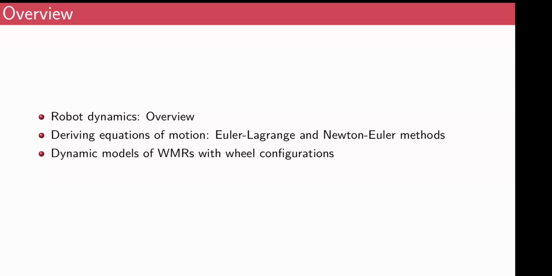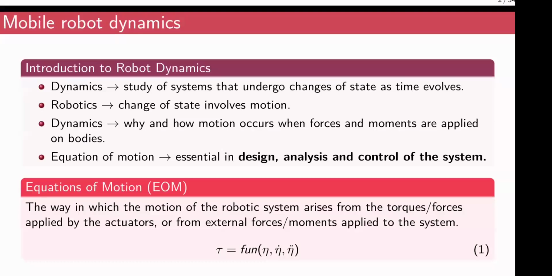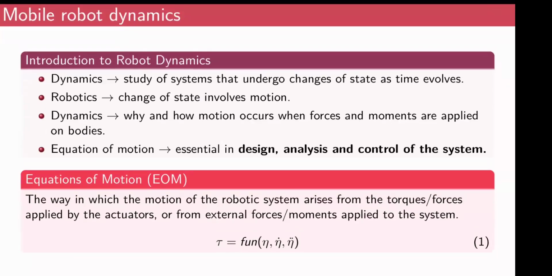And then later on, just like how we have derived the wheel configuration matrices for different mobile robots in kinematics, we will also see the dynamic models of various configurations of wheel mobile robots, having different wheel configurations, such as differential wheel, skid steering, four wheel mecanum drive, and so on and so forth. Before that, let us have a brief overview of what dynamics basically means and how it translates.